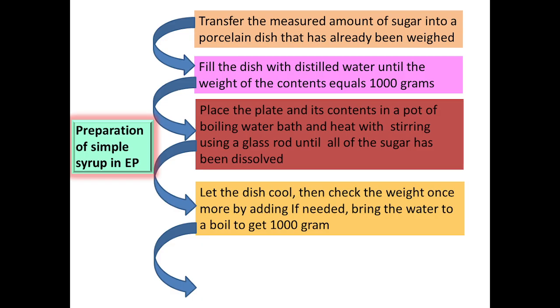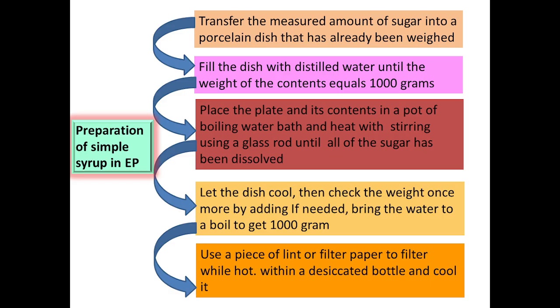Now you have to cool down that porcelain dish and again check the weight. If needed, add more boiling water so that the weight of content is 1000 gram. Use a piece of filter paper, and by using that filter paper filter that solution of sugar or syrup while hot into a desiccated bottle and cool it.